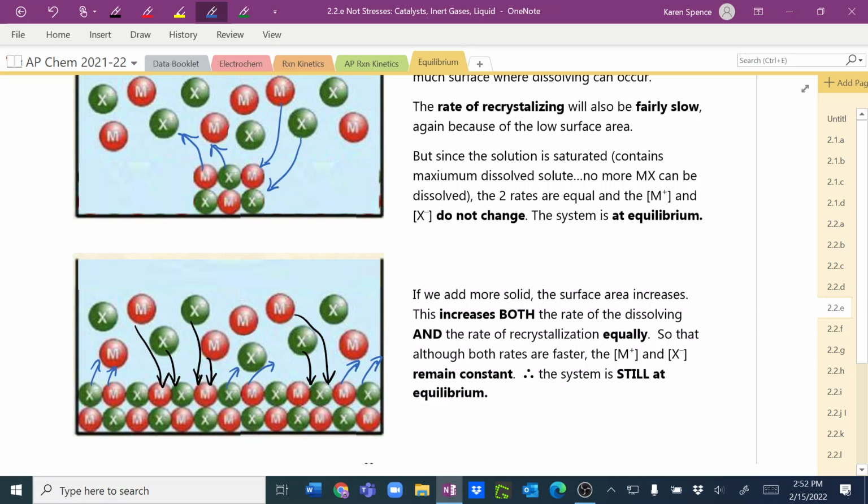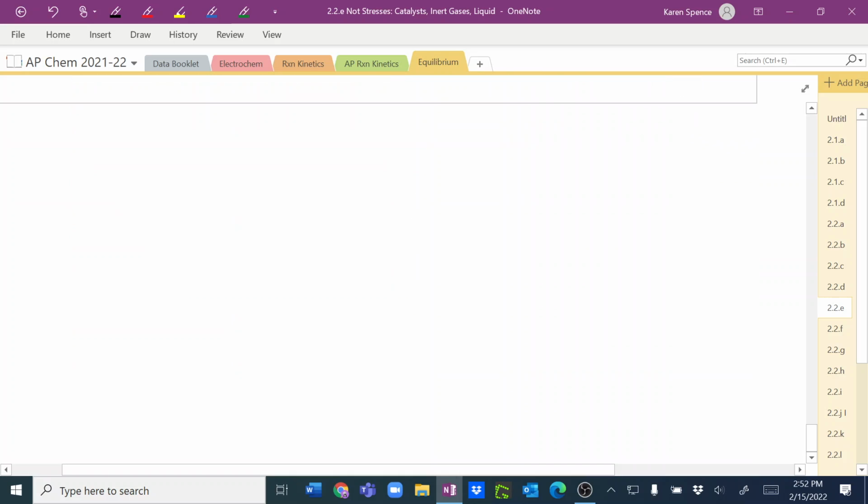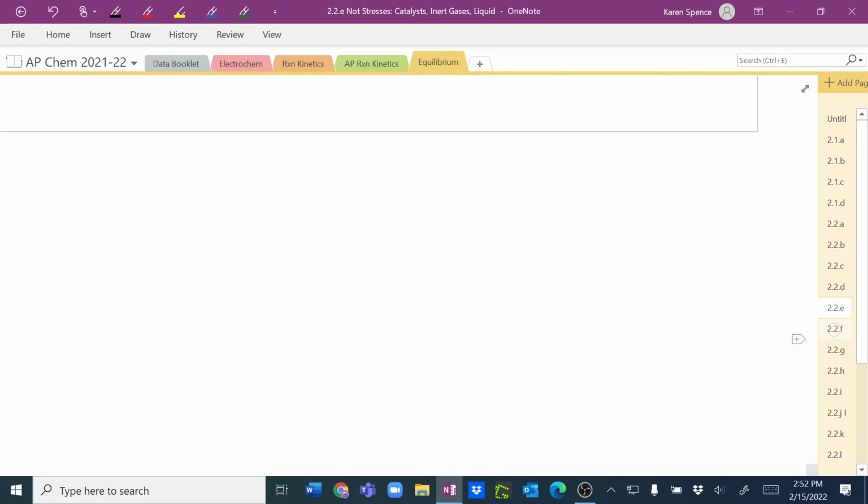But it doesn't affect the position of the equilibrium at all because it speeds up both the dissolving and the precipitating. And if you don't feel awesome about that yet, like I said, that's a whole other unit and we will be going over it in more depth as we get there. Okay, but this is a nice little intro to it. Okay, that's it for that one.